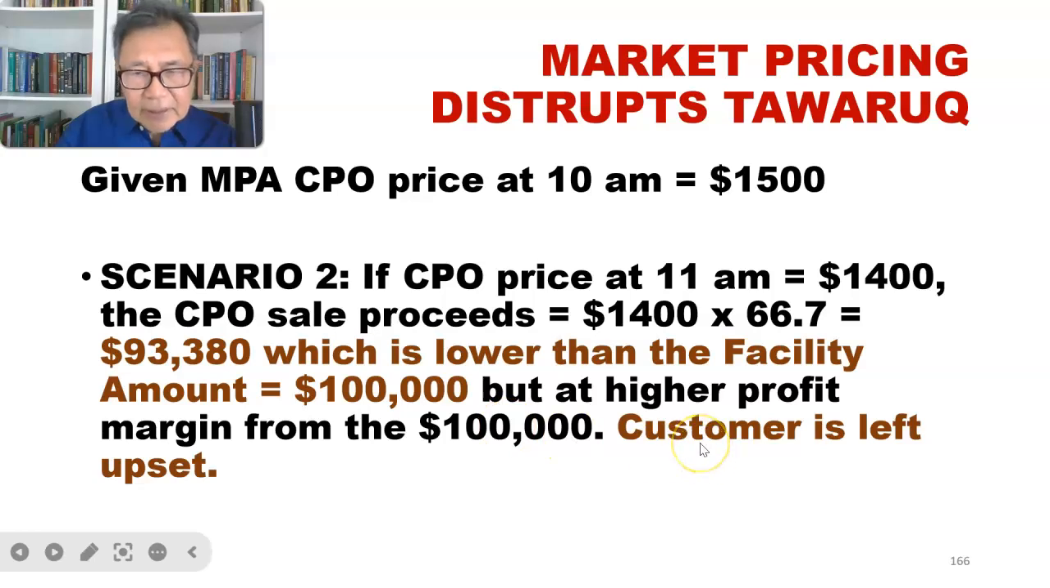But at the same time, the customer has to pay the profit margin based on the higher liquidity amount of 100K. So that will leave the customer very, very unhappy and upset. Again, you can see how using market pricing, it will destabilize the Tawaruq financing, where both parties will be unhappy if we have the case of market pricing during the master sale agreement.